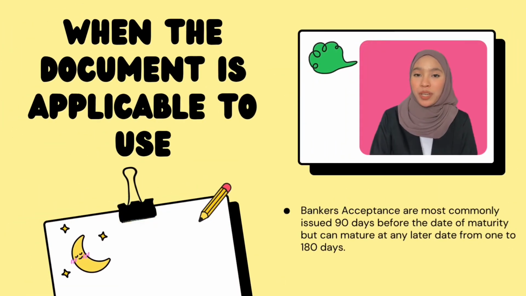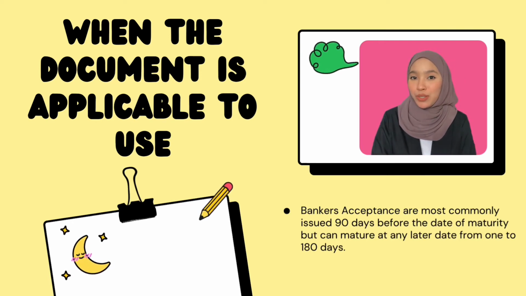So, now we're going to talk about when the document is applicable to use or issue. Banker's acceptances are most commonly issued 90 days before the date of maturity, but can also mature at any later date from 1 to 180 days.